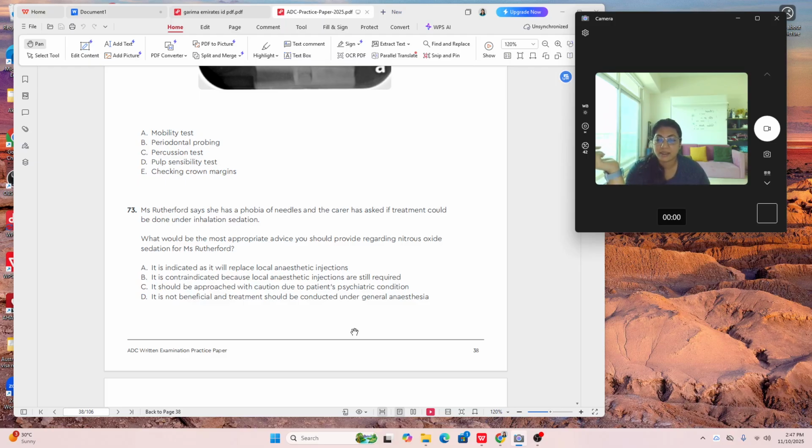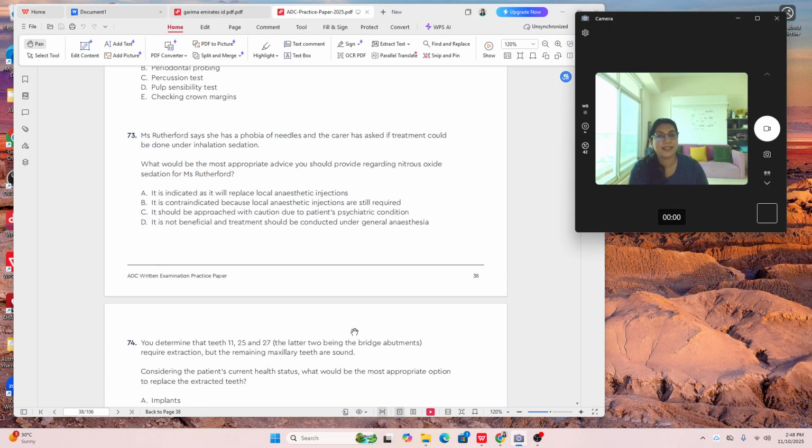It is indicated as it will replace local anesthesia injections. Wrong. Nitrous oxide never replaced local anesthesia. It is contraindicated because local anesthetic injections are still required. It is not contraindicated. You will just not prefer that in this case. It should be approached with caution due to patient's psychiatric condition. Yes. It is not beneficial and treatment should be conducted under general anesthesia. Wrong. It's not like it's not beneficial. It is beneficial. But in this case, it has to be approached with caution. Okay. So option C is the correct answer.